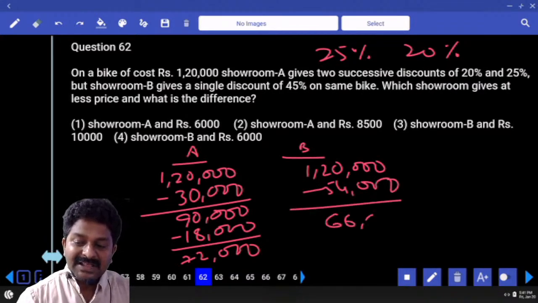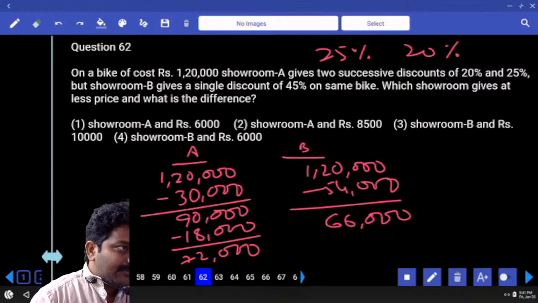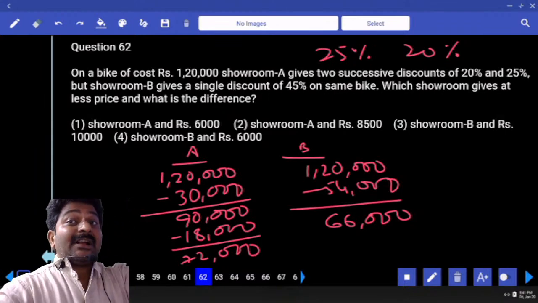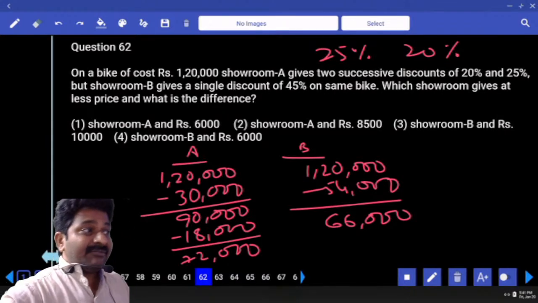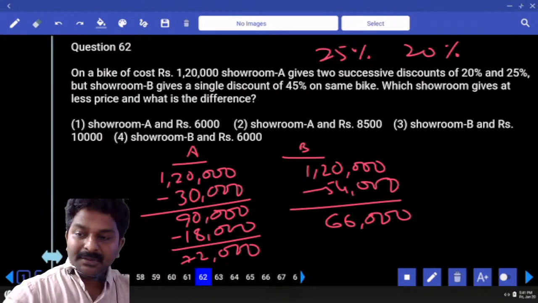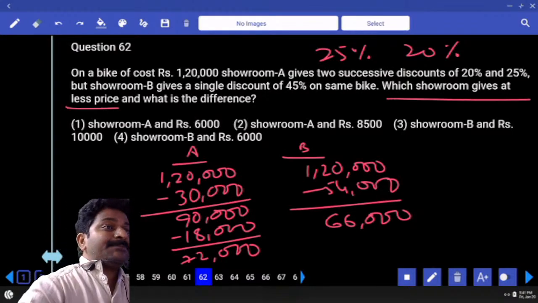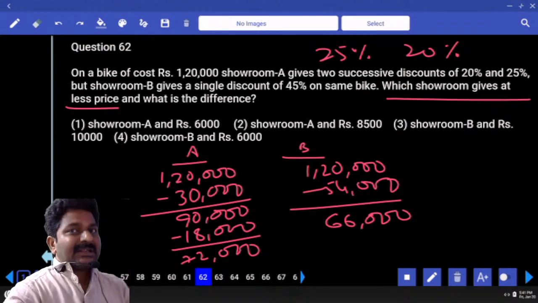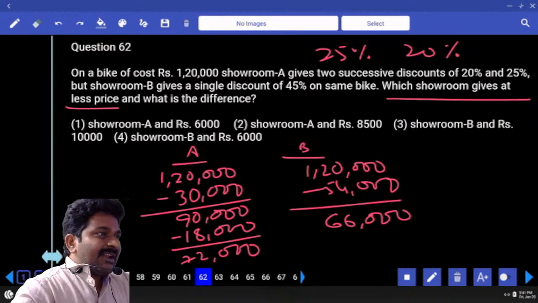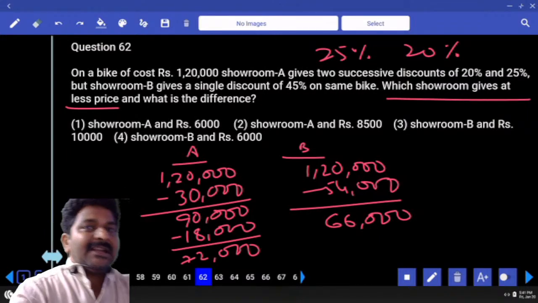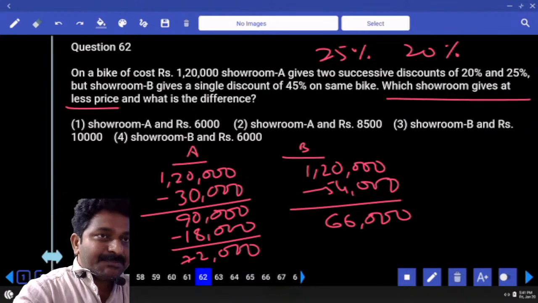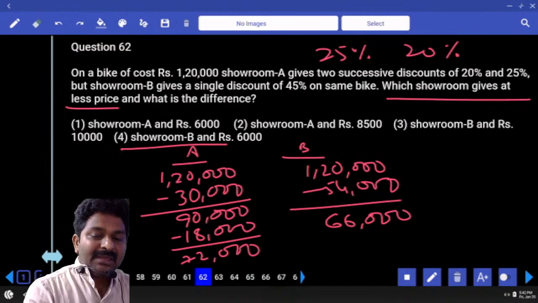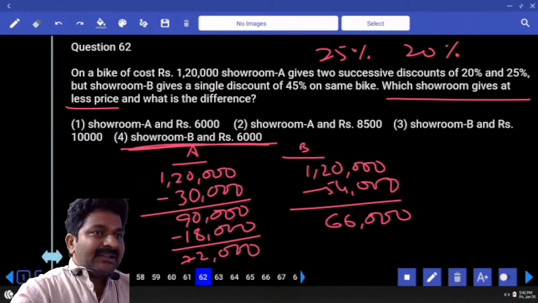Then he will sell the item at 66,000. So now the question, be careful with the question. Is it with respect to the customer point of view, or is it with respect to the merchant point of view? Which showroom gives less price? Less price in the sense towards customer side only. Feel like you are a customer. Shopkeeper A is selling it at 72,000. B is selling it at 66,000. Which is selling it at less price? B. And how much difference? 6,000. Showroom B with 6,000 is the less price.